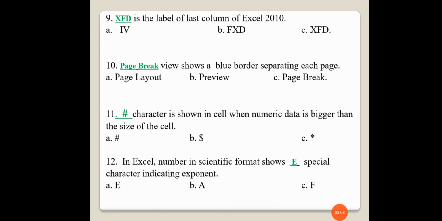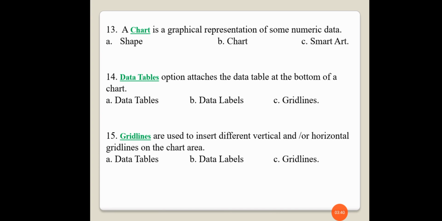11th one, dash character is shown in a cell when numeric data is bigger than the size of the cell. Options are A hash, B dollar, C star. So answer is hash here. 12th one, an Excel number in scientific format shows dash special character indicating exponents. Option A capital E, option B capital A, C capital F. So answer is capital E.